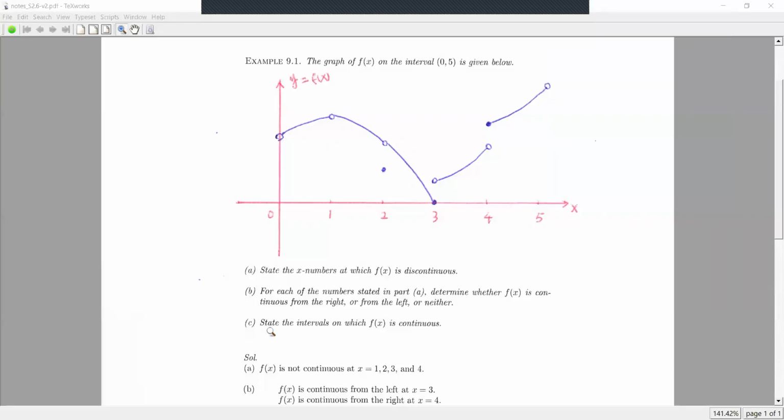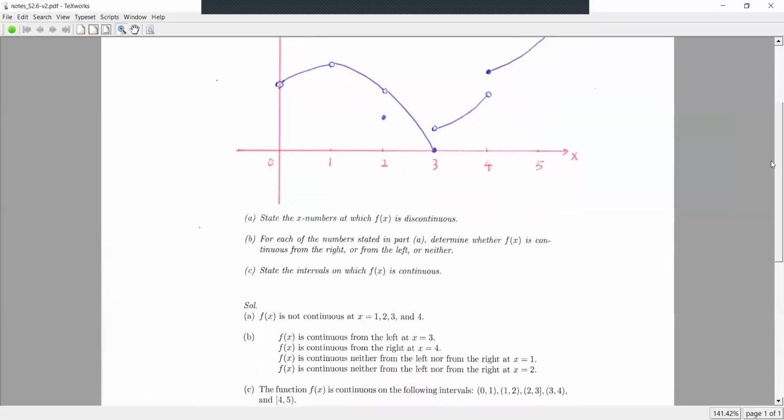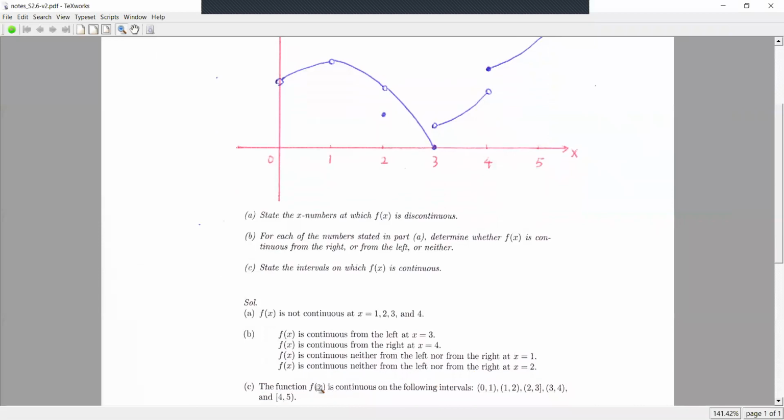Question C. State the intervals on which the function is continuous. From the diagram, between 0 and 1, the graph is continuous. The graph has no jump, no break. So the function is continuous on this open interval, 0 to 1.